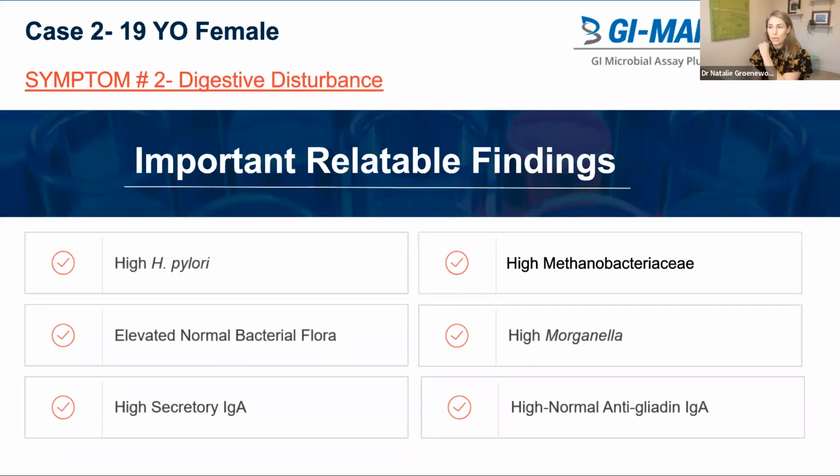The digestive disturbance. So again, high H. pylori, very symptomatic for all those upper GI symptoms. The elevated normal bacterial flora, again, telling us that there is digestive insufficiency as part of her picture. High secretory IgA, so maybe some food sensitivities. We do have high Methanobacteriaceae. This can also be a major migrating motor complex issue. We've got the high Morganella, a really inflammatory microbe, again histamine producing, that can cause a lot of digestive disturbance too. And then the high normal anti-gliadin IgA. So she's got a lot of markers here pointing to why she's got such a bad digestive disturbance. And again, we're going to take that into account.